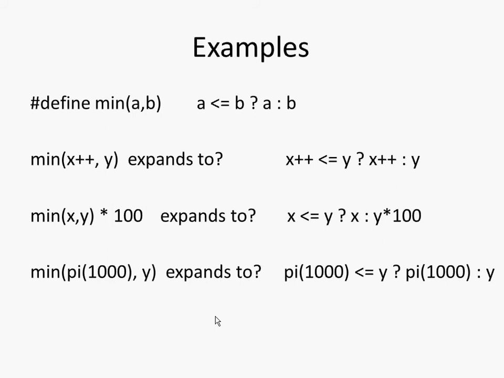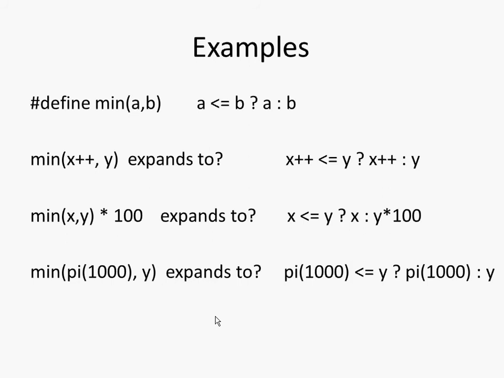Min of x y times 100. What does that expand to? So if this was a function call, this would be like min of 2 and 1. It would be 1 times 100. It would be 100, right? What does this mean? If it gets expanded, that's what this pound define means. It says, replace this textually by that. This thing gets replaced textually by something as that.